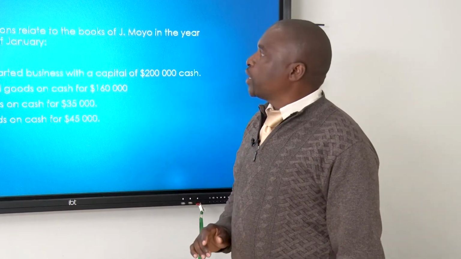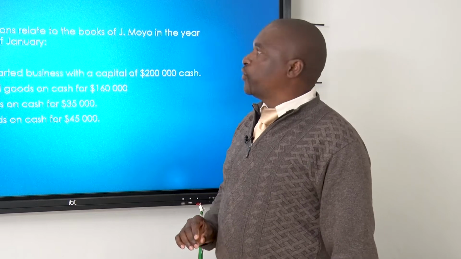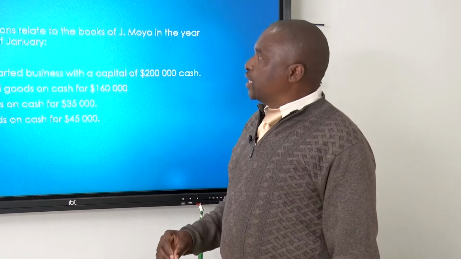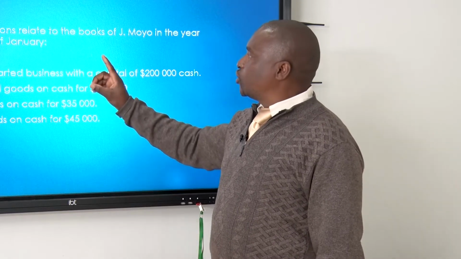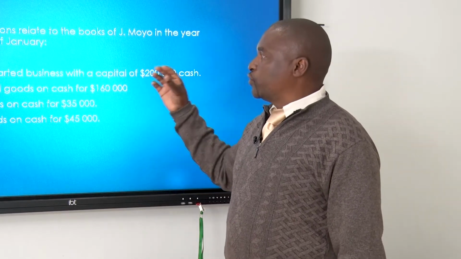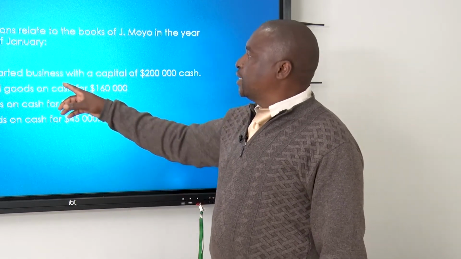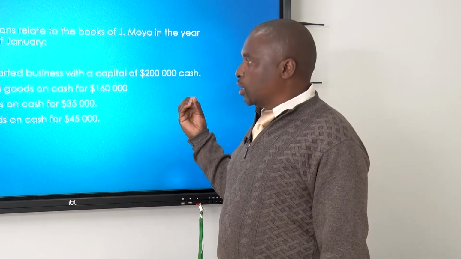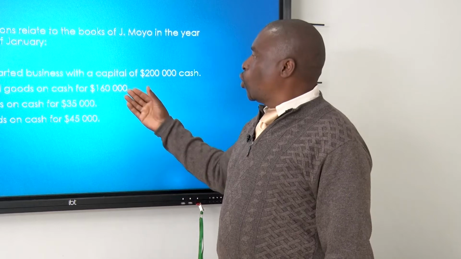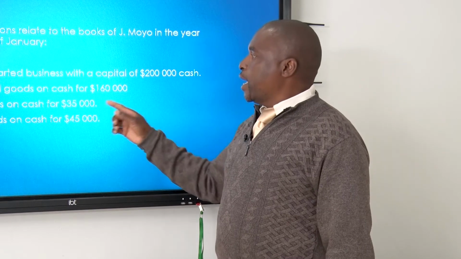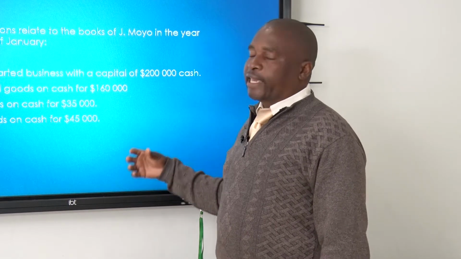Let's continue and look at the balancing of an account. Right. I have this illustration on the board. The following transactions relate to the books of J. Moyo in the month of January 2020. What happened? These are the transactions. On the 1st of January, he started his business with a capital of 200,000 cash. On January 2, he purchased goods on cash for 160. On January 7, he sold the goods. And then on January 11, he sold goods again for cash.